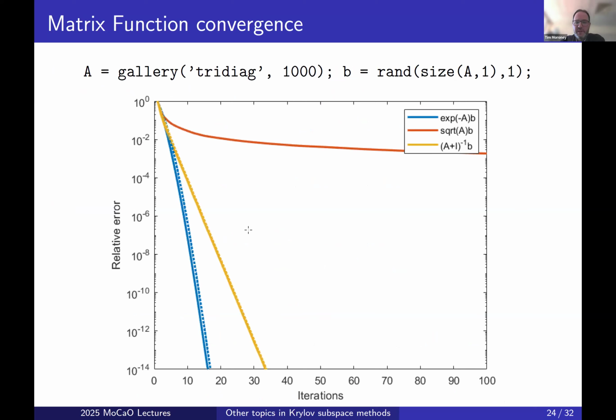And here's us giving it a go. Here's e to the minus A times b. A is this classic tridiagonal gallery matrix. So it's like a 1D finite difference matrix.